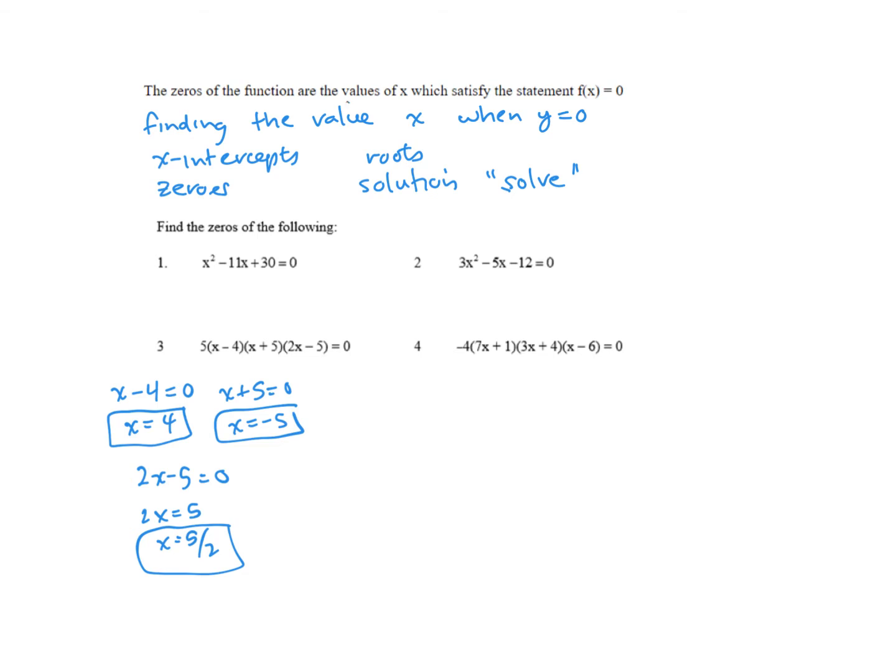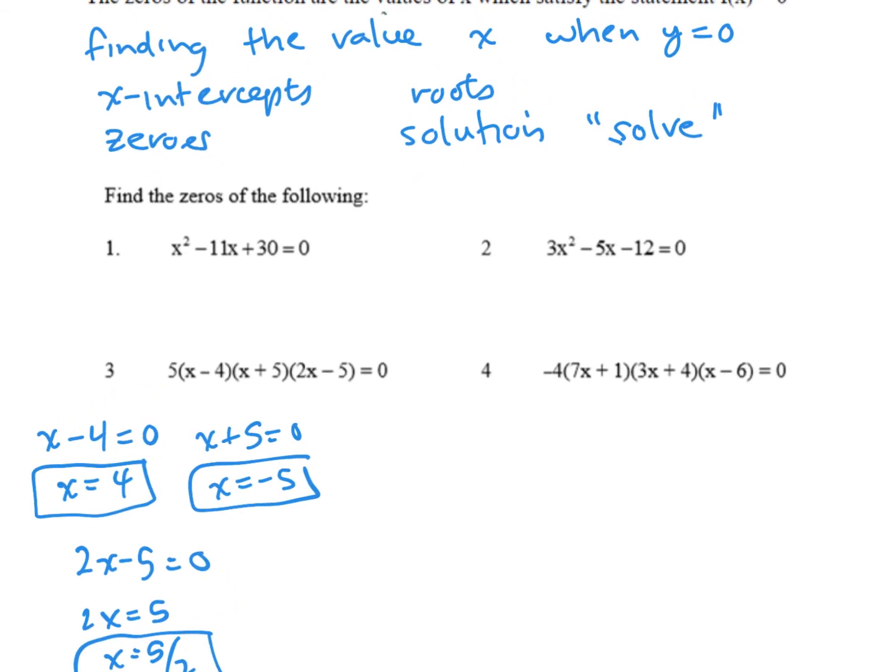There is no variable, so we don't use that to find a 0. If the equation is not factored, we need to factor it first. So for example, in question 1, it's a simple trinomial. I want two numbers that multiply to get 30 and add to get -11, so that would be -5 and -6. And then we solve each factor to determine the 0.